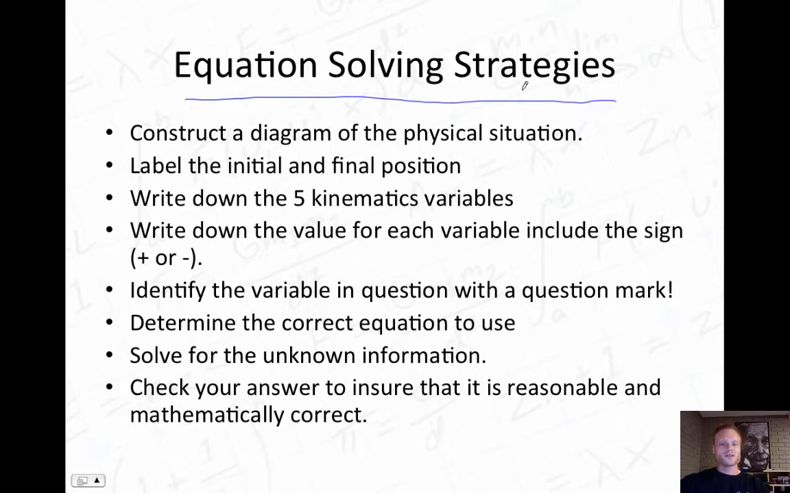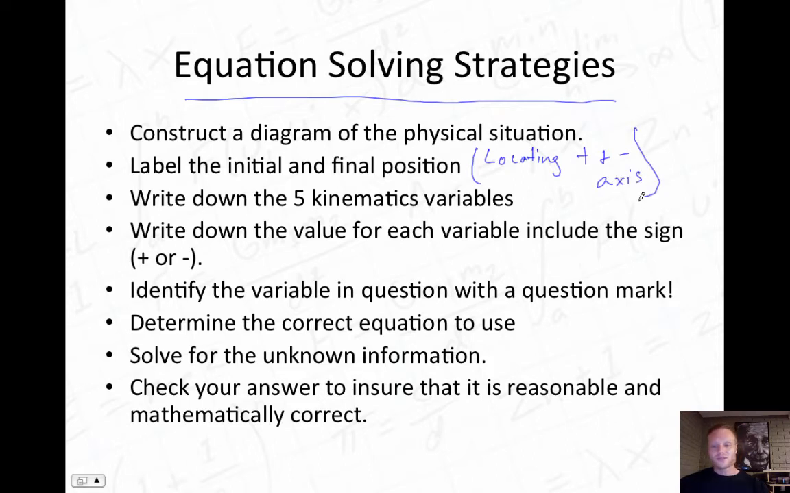So the first thing you do is you construct a diagram of the physical situation. I love pictures. It really helps to be able to see what's happening. So I highly recommend you draw a picture. On your picture, I recommend labeling the initial and final position. So where's the starting position and where's the stopping position? After you've made a picture, I also recommend, and I wish I would have written this in there, locating the positive and negative axis.